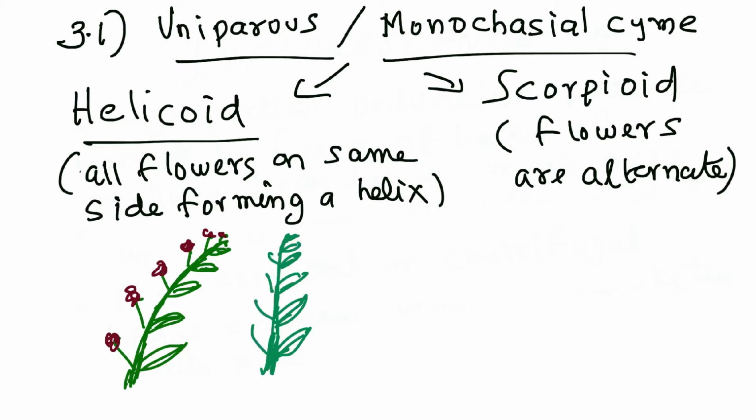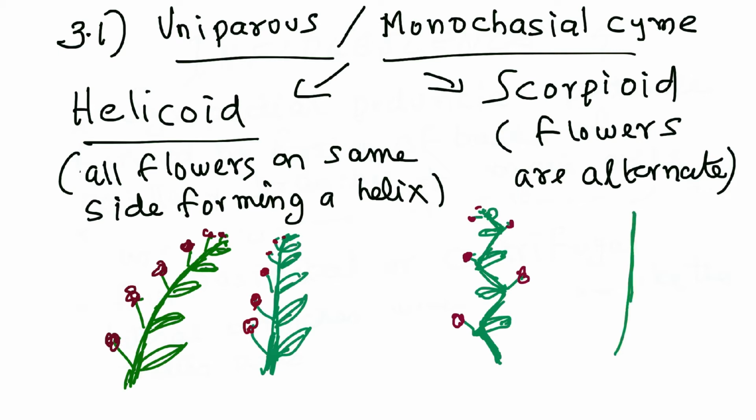And as far as scorpioid is concerned, it's a very interesting case, something like a zigzag fashion, where it's alternating. Alternating means that at a particular bend, if you have the leaf coming on one side and the flower coming at the opposite point, then at the other bend, the leaf will be coming on the other side, whereas the flower will be coming at the alternate position. Something like that.